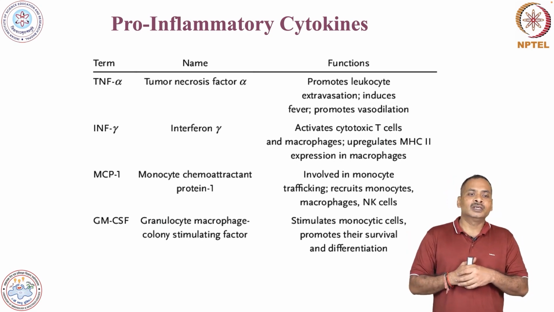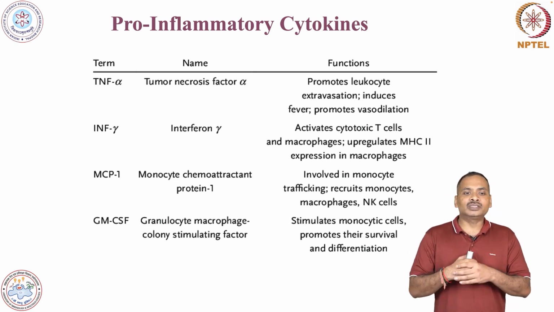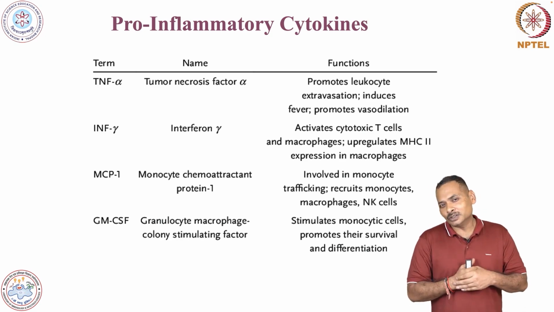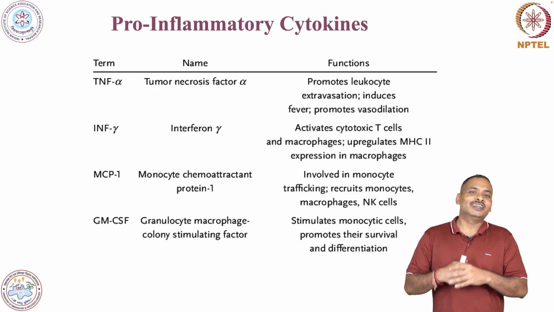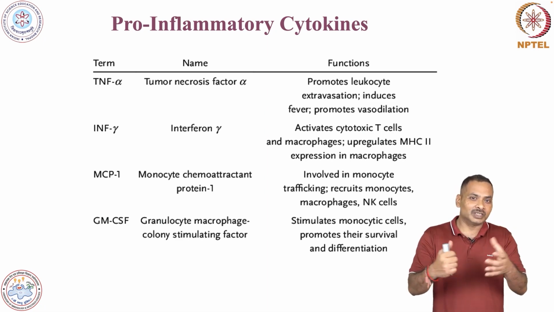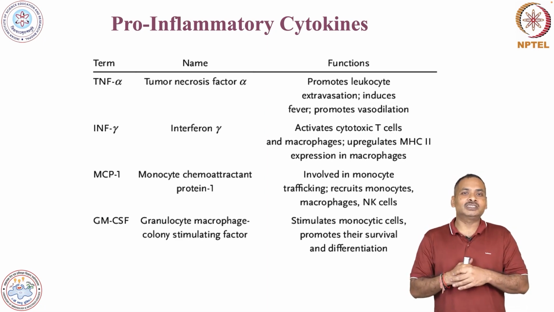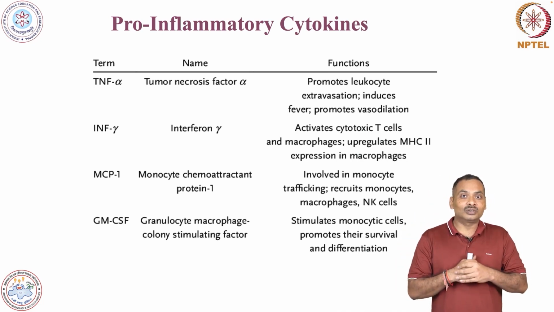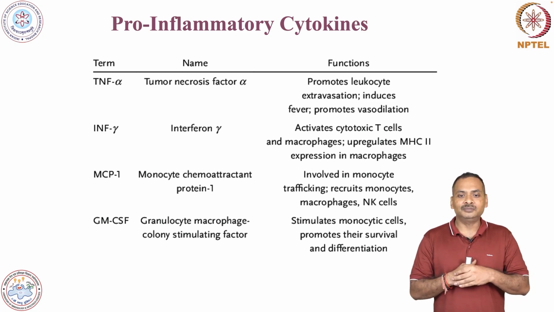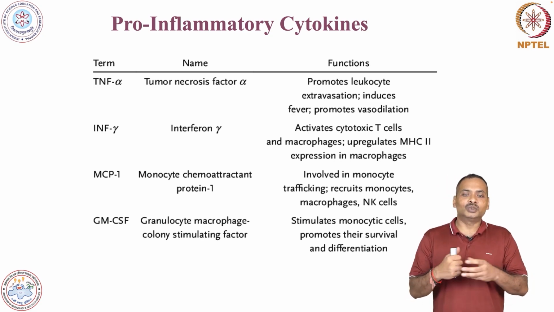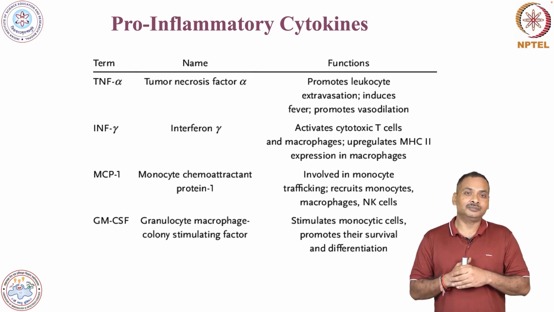And another is granulocyte macrophage colony stimulating factor. If you remember, this cytokine we used for making dendritic cells from bone marrow cells, or bone marrow stem cells, or hematopoietic stem cells. So if you put this GM-CSF, this will differentiate into dendritic cells. So this also plays a very important role in inflammation. They stimulate the monocytic cells, promote their survival and differentiation.